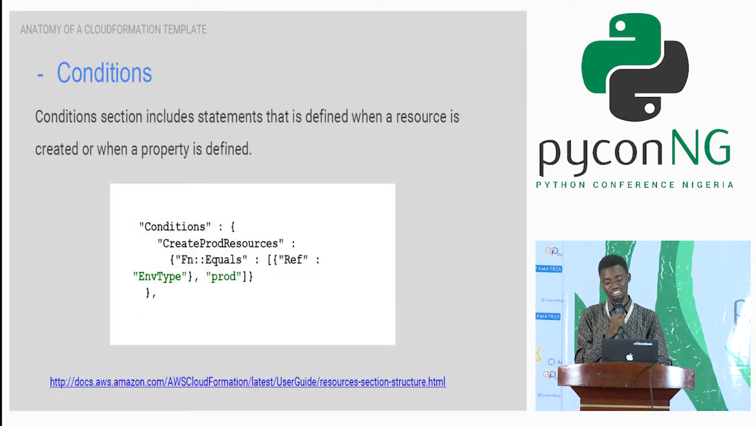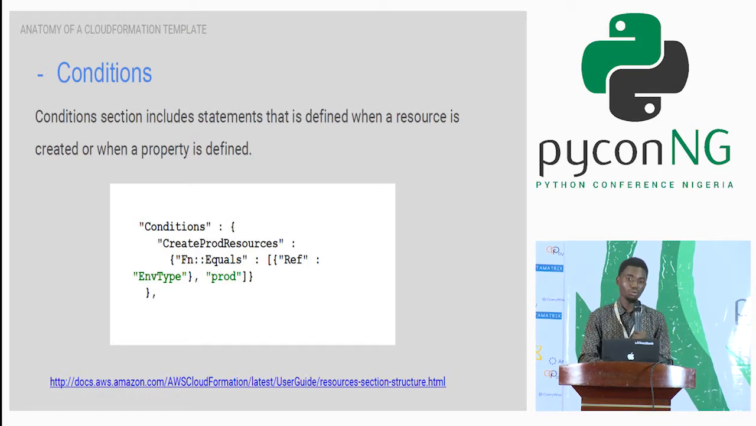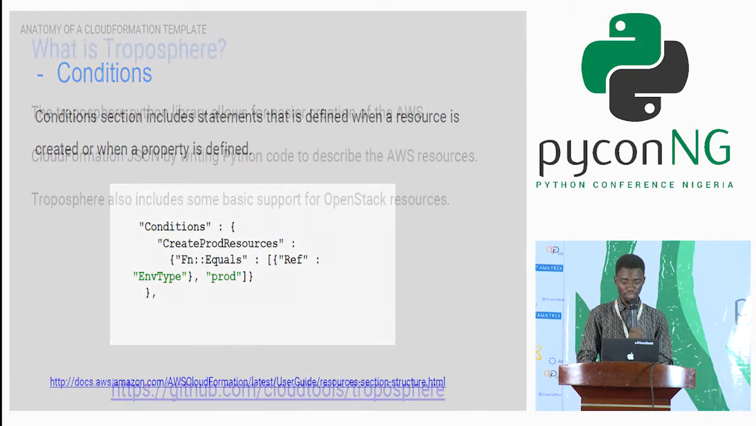Conditions. The conditions section includes statements that define when a resource is created or when a property is defined. Assuming, like earlier on, we declared a parameter of instance type, perhaps we want a scenario where if we're in a test environment, I want a 2 gig of RAM instance, and if I'm in a production environment, I want a 4 gigabyte instance. A conditions section will fit that perfectly.